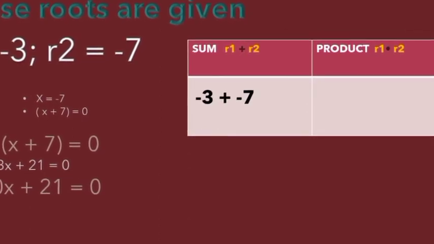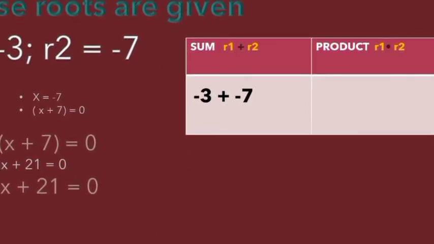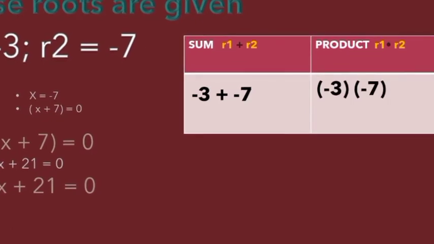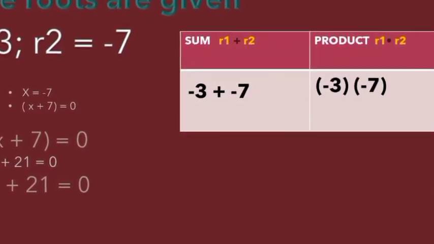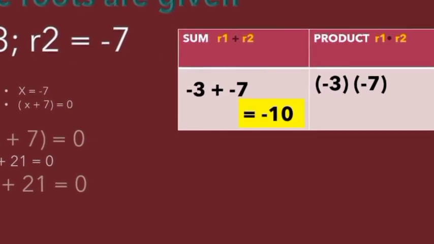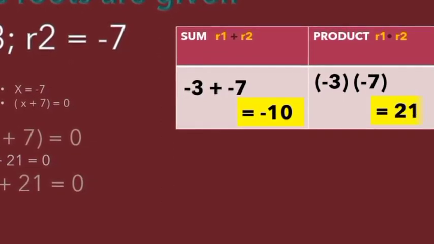So, to get the sum, we just add. So, negative 3 plus negative 7 is negative 10. To get the product, we multiply. So, negative 3 times negative 7 is positive 21.